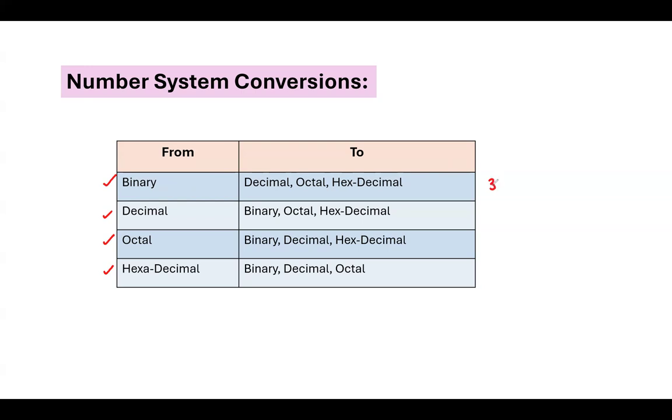So totally three conversions we can do. Similarly for the decimal number system, binary, octal and hexadecimal. Again 3. The same way octal to binary, decimal and hexadecimal, 3. Next with hexadecimal also we can convert into binary, decimal and octal. Again 3. Totally we can do 12 conversions with these four number systems. So let us discuss in this video binary number system into decimal, octal and hexadecimal. In the next videos, we should discuss the remaining conversion methods.